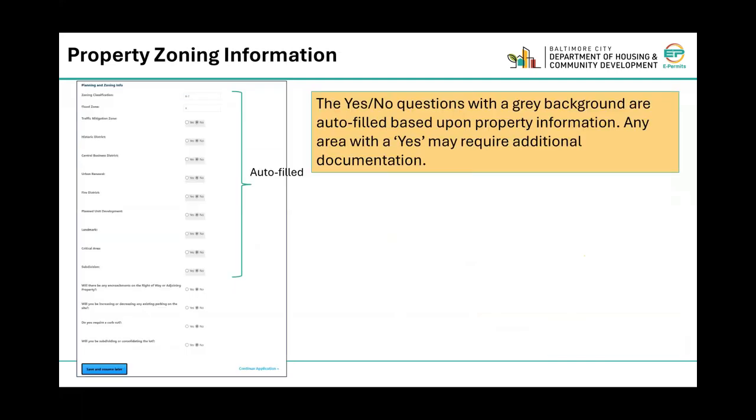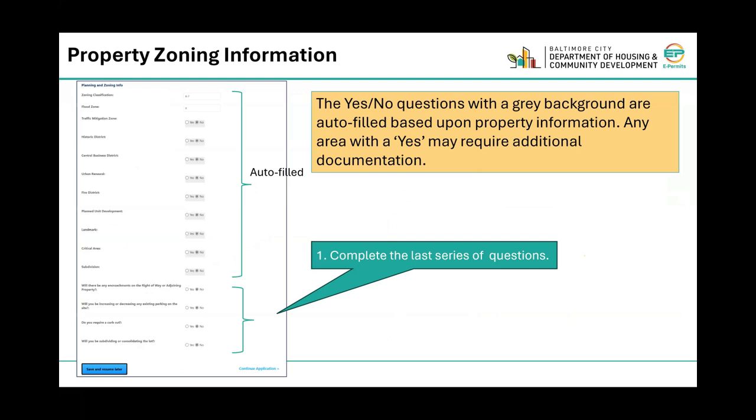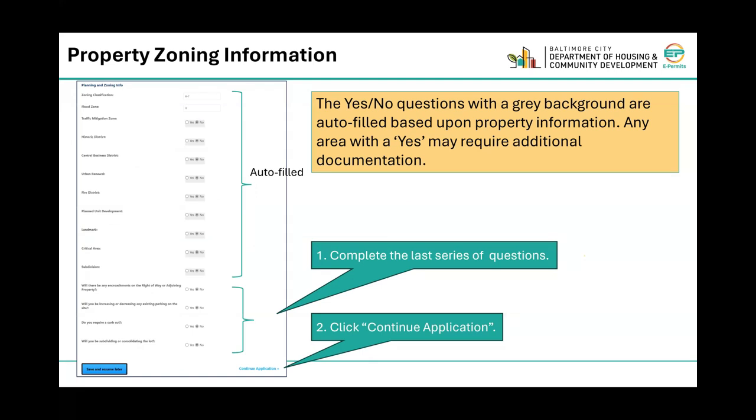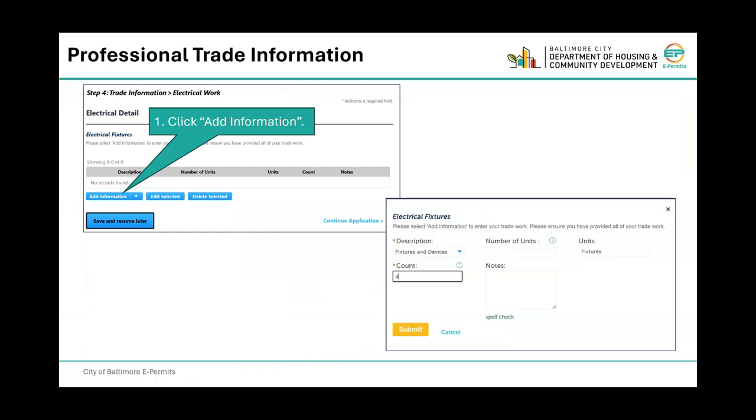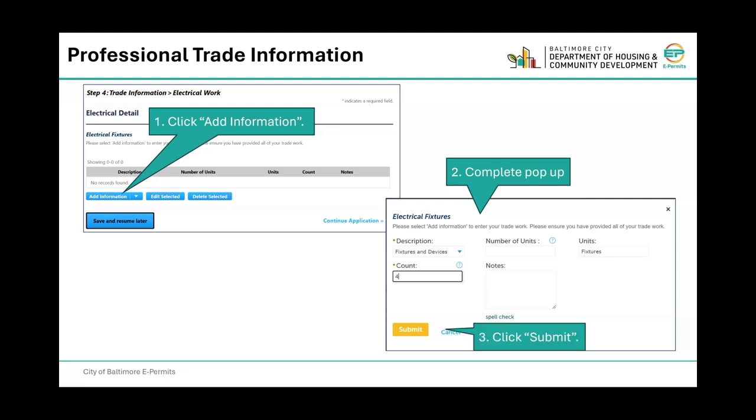Click Continue Application. The yes/no questions with the gray background are auto-filled based upon the property information. Any area with a yes may require additional documentation. Complete the last series of questions. Click Continue Application. Click Add Information. Complete the pop-up to add your electrical fixtures and click Submit.